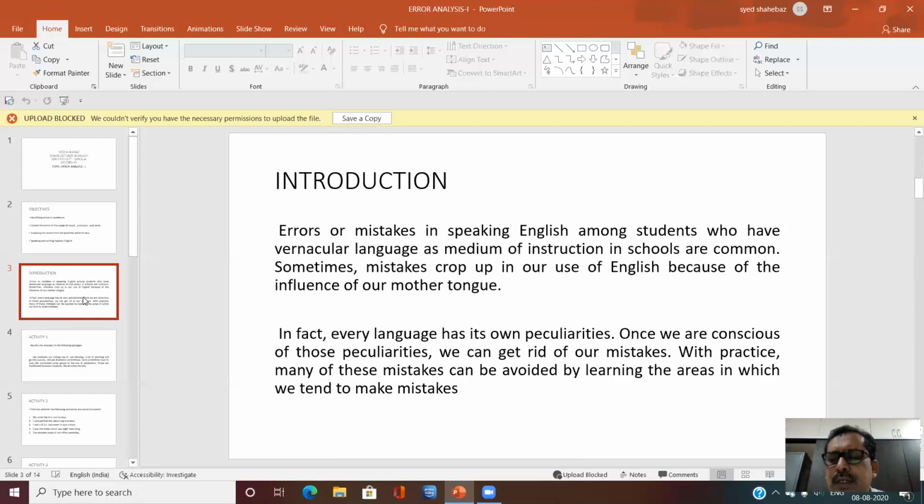Read the introduction, just listen. Errors or mistakes in speaking English among students who have vernacular language as medium of instruction in schools are common. Sometimes mistakes crop up in our use of English because of the influence of our mother tongue. In fact, every language has its own peculiarities. Once we are conscious of those peculiarities, we can get rid of our mistakes. With practice, many of these mistakes can be avoided by learning the areas in which we tend to make mistakes.